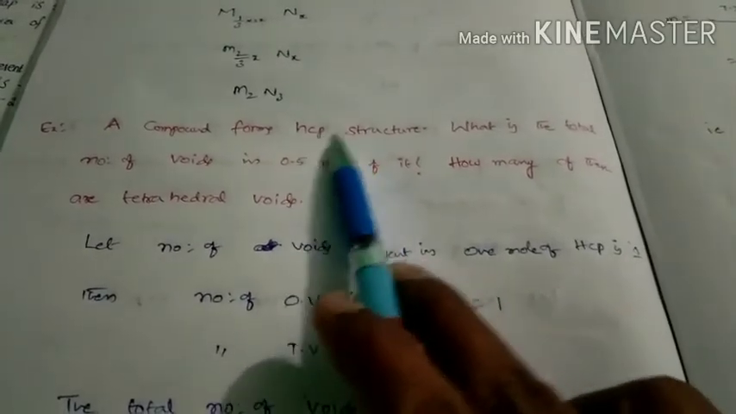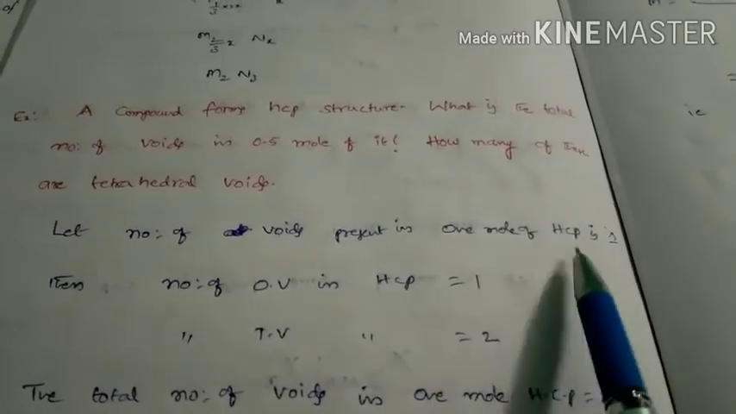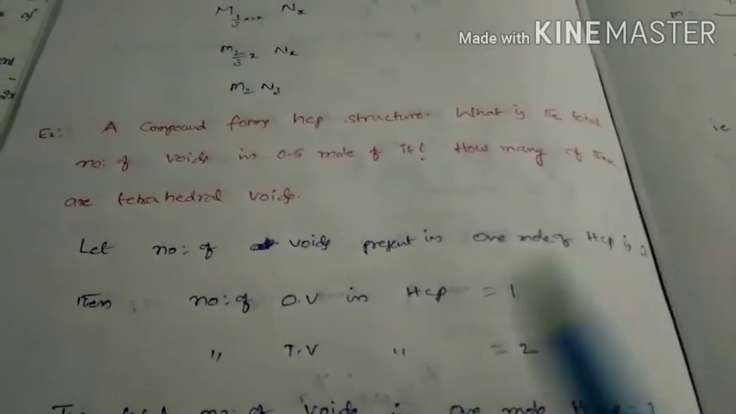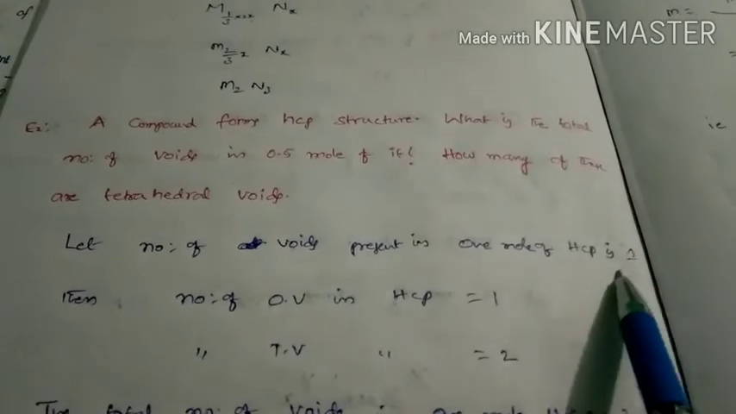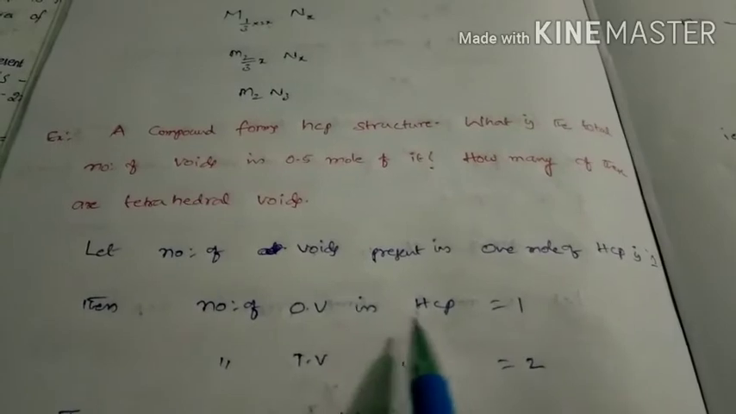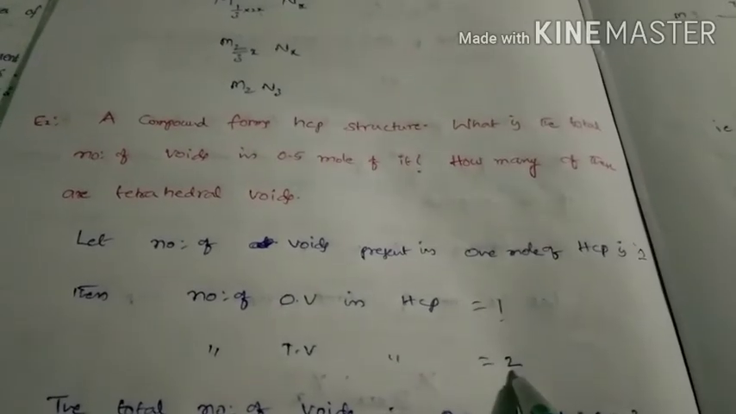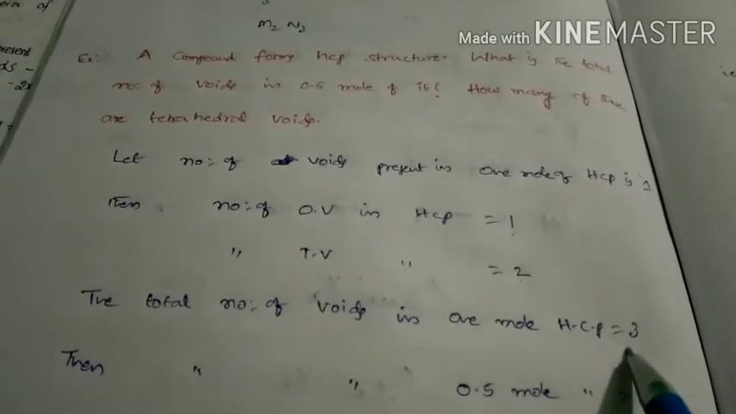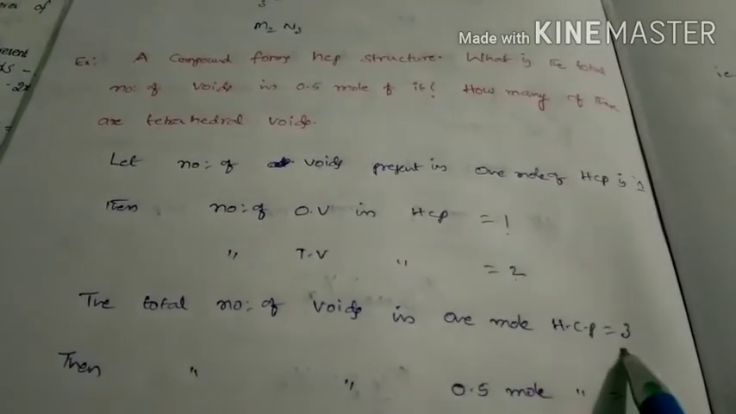We don't know how many atoms are present in the HCP structure. So let us assume the number of octahedral voids present in 1 mole of HCP is 1. We are assuming like that, or you can assume 2, 3, whatever it may be. Here I am assuming 1. Then the number of tetrahedral voids is always double, so it is 2. So automatically the total number of voids in 1 mole of HCP is 3. That means 1 mole of HCP contains 3 voids.